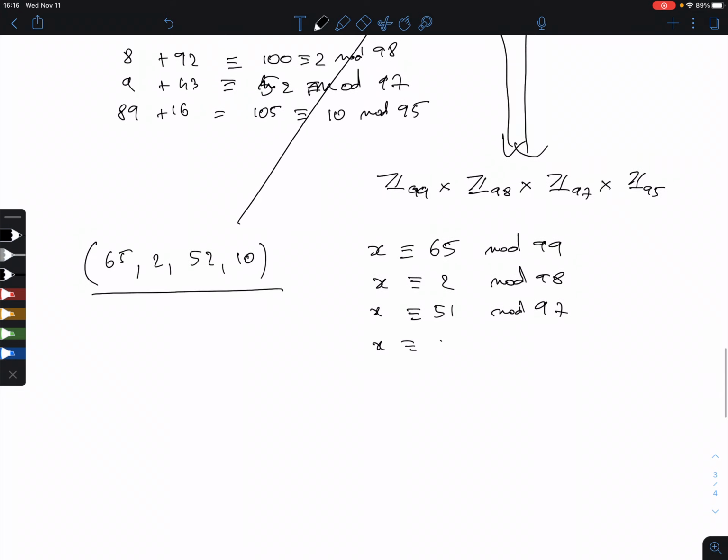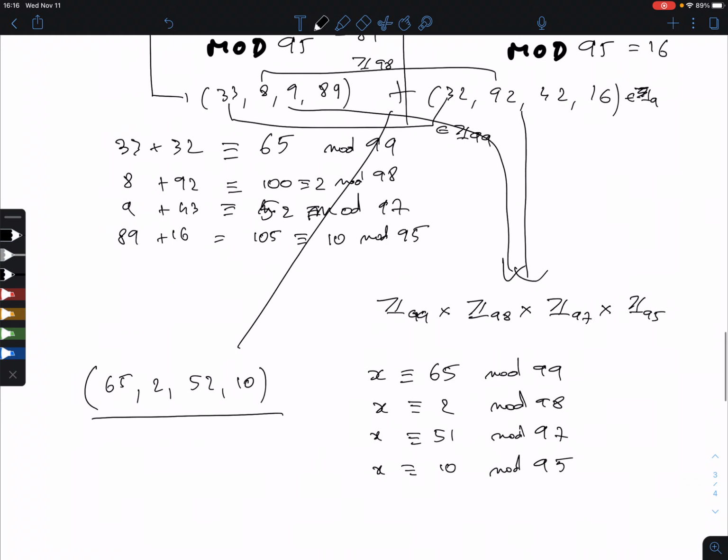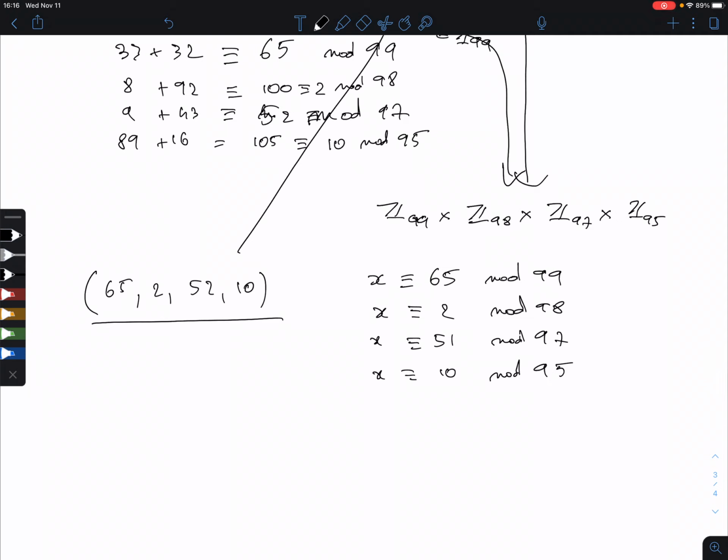x is equivalent to 10 mod 95. So if we solve this system, then we will have our solution. Now, of course, the answer is going to be a 6-digit number. What is really going on, and that's how it works, is that sure, we can deal with 6-digit numbers on calculators, but the calculations take much, much longer. So we reduce them to calculations involving 2 to 3 digits, and only at the very end, when we produce the result here, we will have a 6-digit number. But all the calculations in between only involve 2-digit, 3-digit numbers.